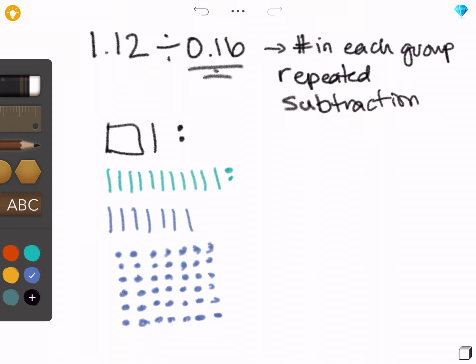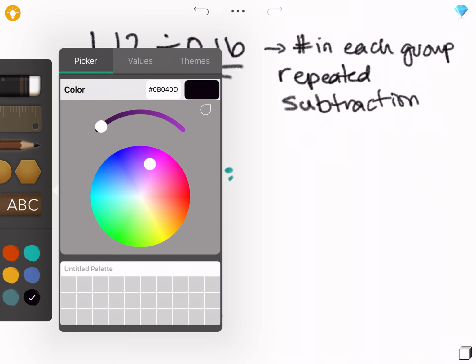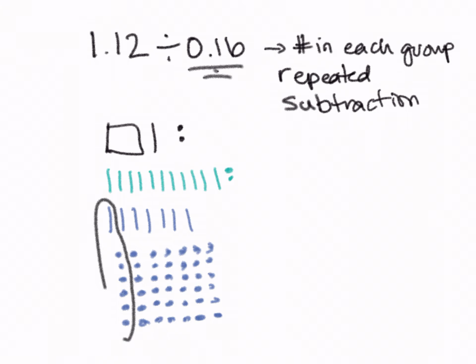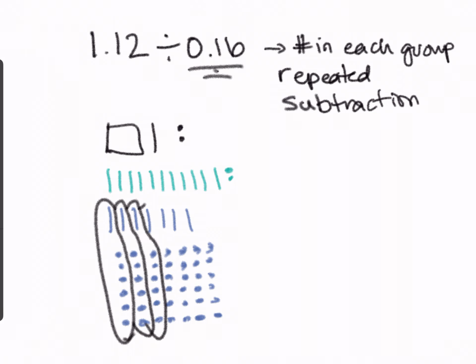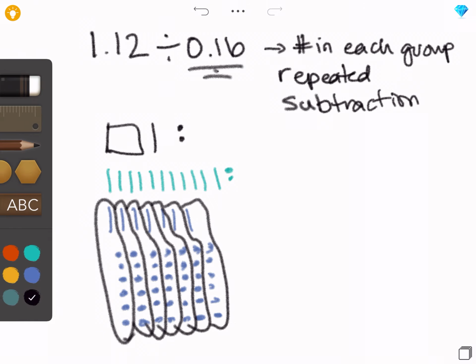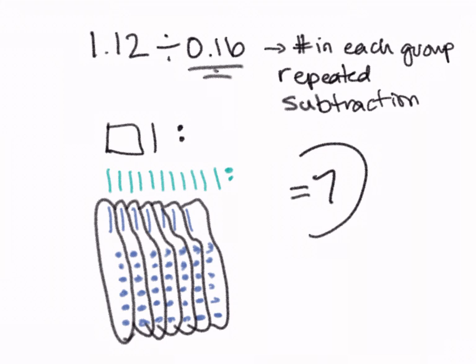And so what I want to do now is group these into groups with one strip and 6 tinies. And you can see that I kind of organized them that way when I drew them. So here is a group, here is a group, here is a group, here is a group, here is a group, here is a group, and here is a group. And so the answer here is the number that's in each group. The 0.16 is what's in each group. Therefore, my answer is the number of groups that I've made. And in this case, I've made 7 groups. And so that is my answer.